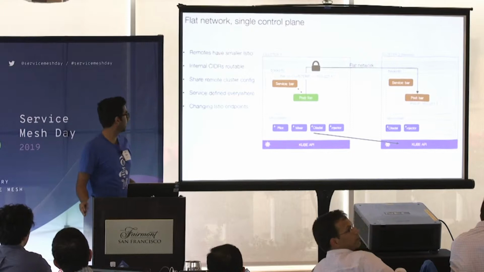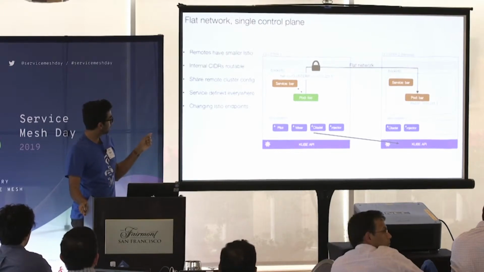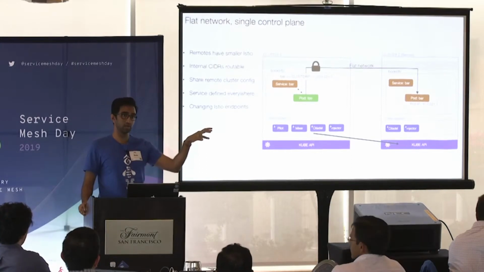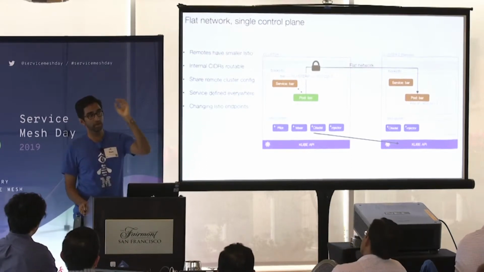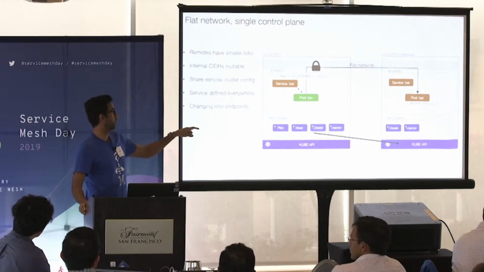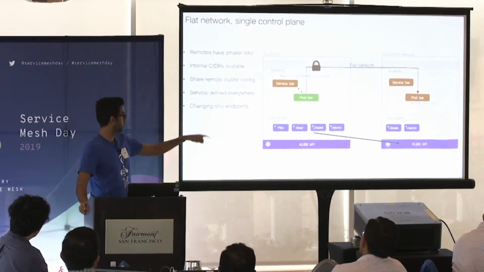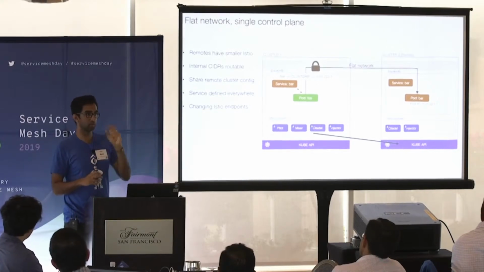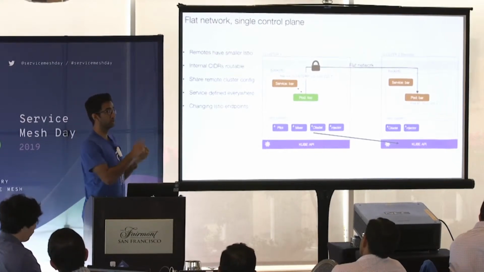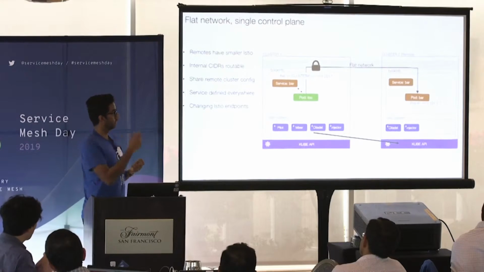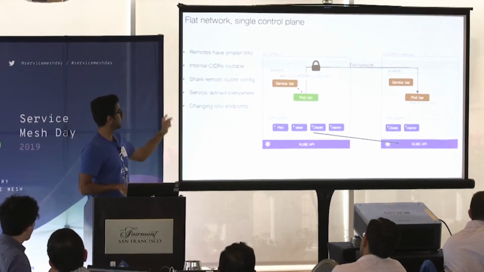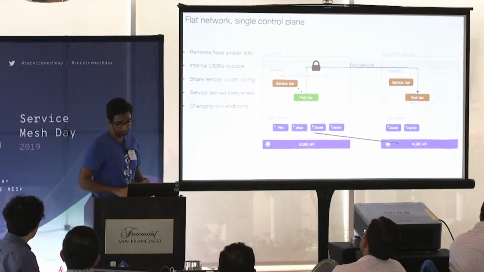Because Pilot knows about the services that are deployed in all the remote clusters, it knows that bar is deployed in cluster 2, and it knows the pod IP in cluster 2. So it can configure Envoy to forward that cluster IP that it found directly to that pod IP residing in cluster 2. So now it's able to use that pod IP and just make that connection.